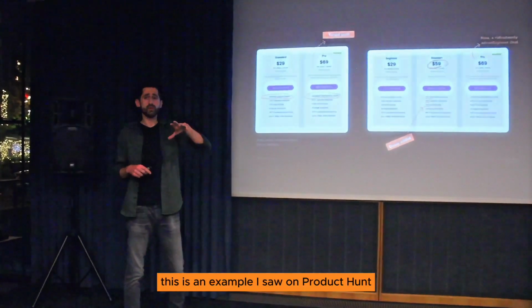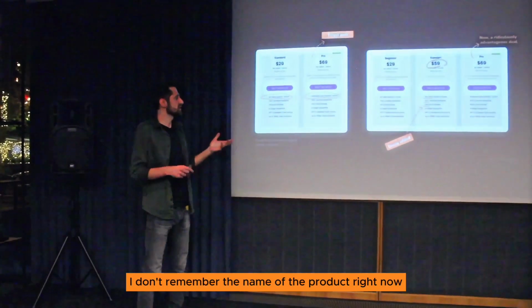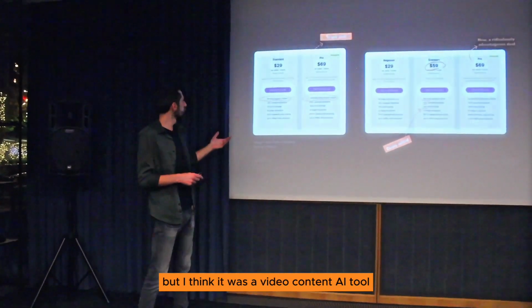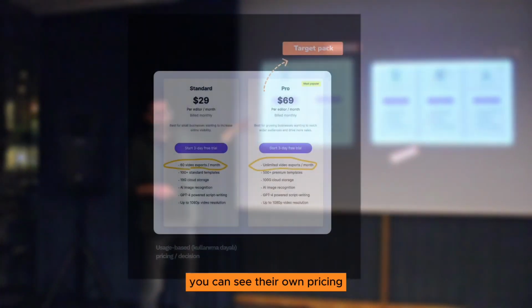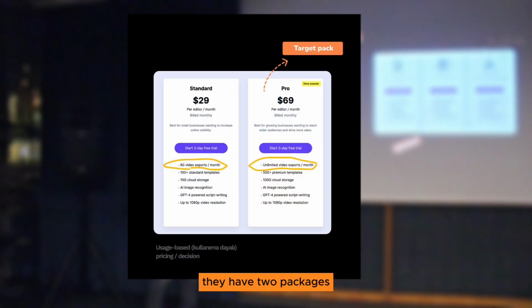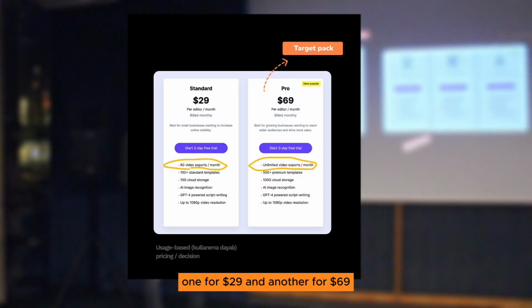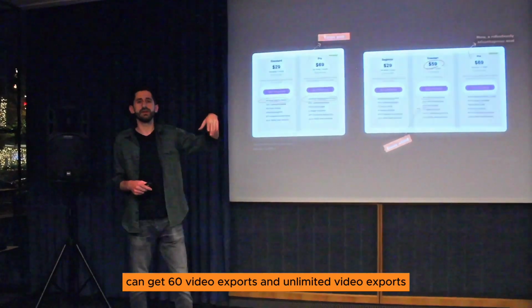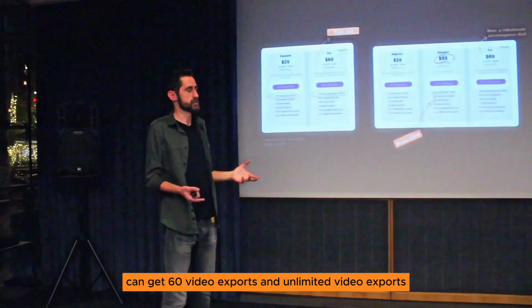This is an example I saw on Product Hunt. I don't remember the name of the product right now, but I think it was a video content AI tool. On the left, you can see their own pricing. They have two packages, one for $29 and another for $69. They've designed two different scenarios where users can get 60 video exports and unlimited video exports.